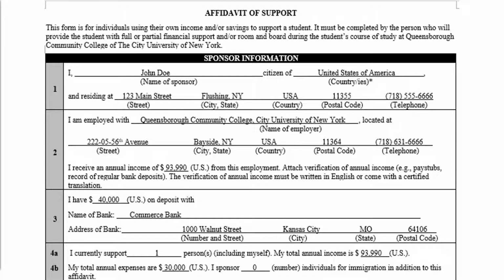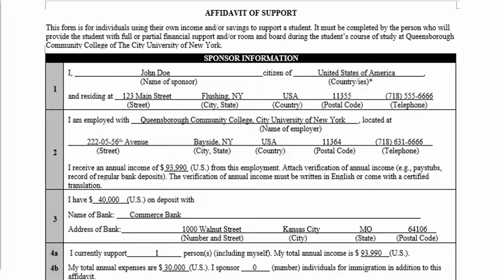Affidavits from EU citizens that do not include this form cannot be considered and will not be accepted. For Field 2, enter the name and address of the employer as well as the sponsor's gross income earned from this employment. For Field 3, the sponsor enters his or her current bank balance and the name and address of the bank. For Field 4, the sponsor must indicate how many people are dependent on the income listed in Field 2. Do not include the F1 applicant in this total.